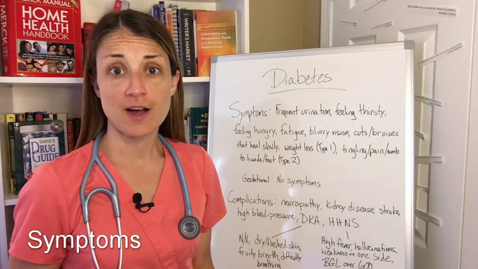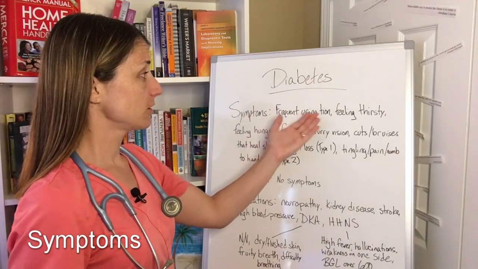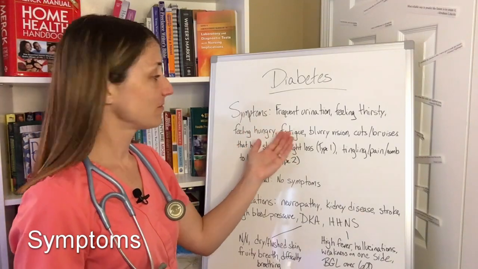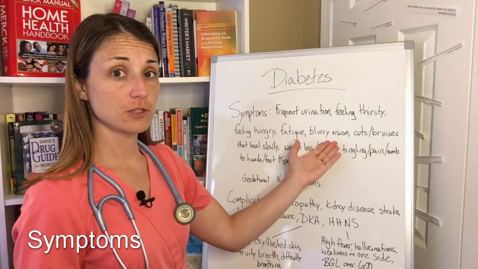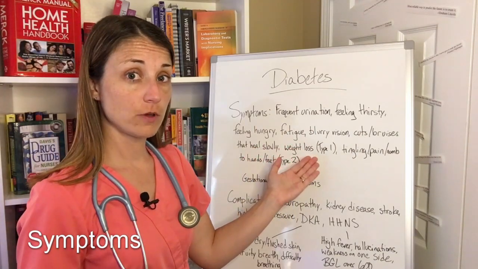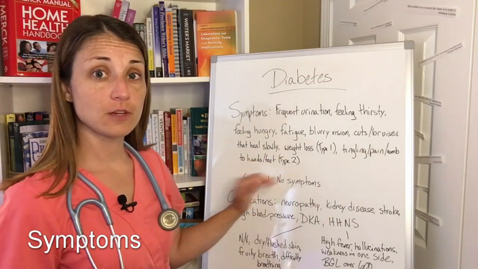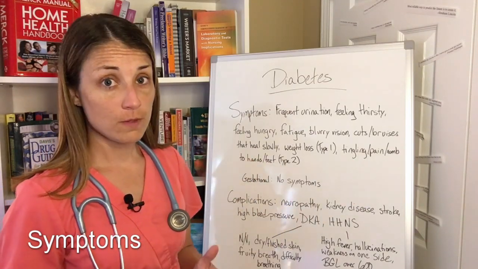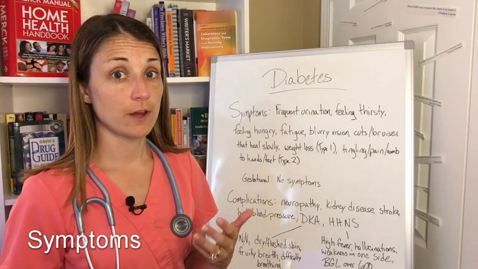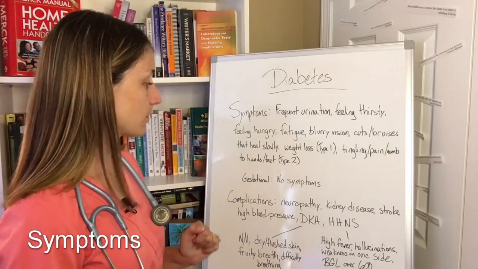Diabetic symptoms are often mild and go unnoticed. They can include frequent urination, feeling thirsty, feeling hungry even though you're eating, fatigue, blurry vision, cuts or bruises that heal slowly, weight loss if you have type 1, tingling, pain, or numbness in your hands or feet if you have type 2. For women with gestational diabetes, they often have no symptoms, which is why all women should be screened around the 24th week of pregnancy.